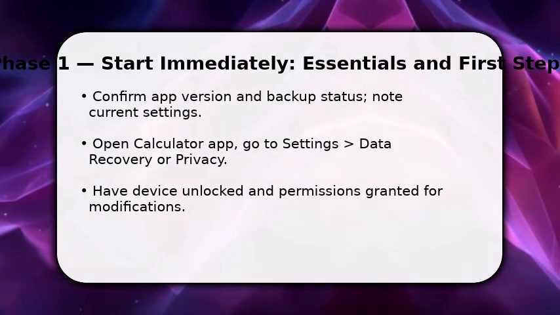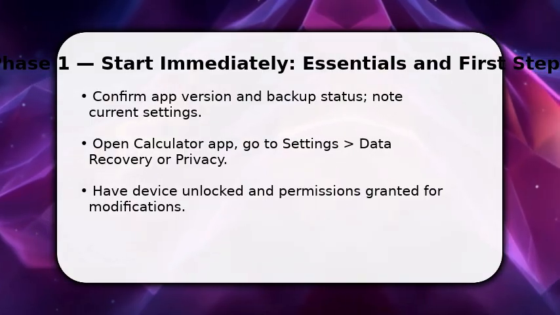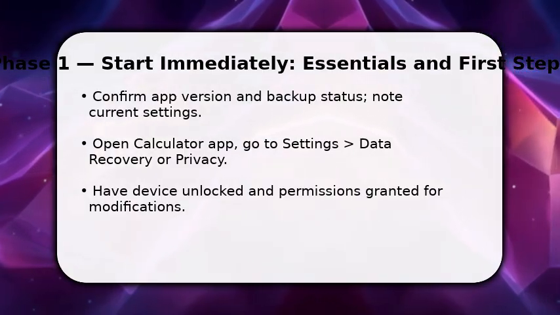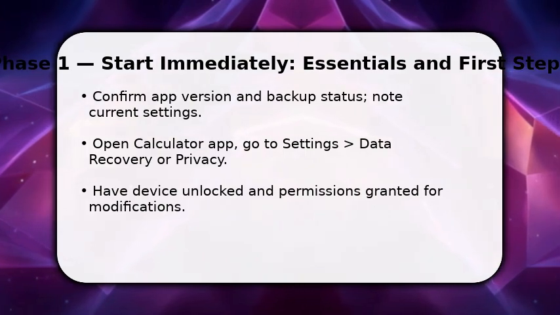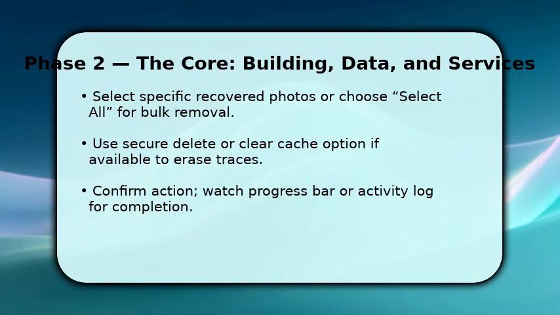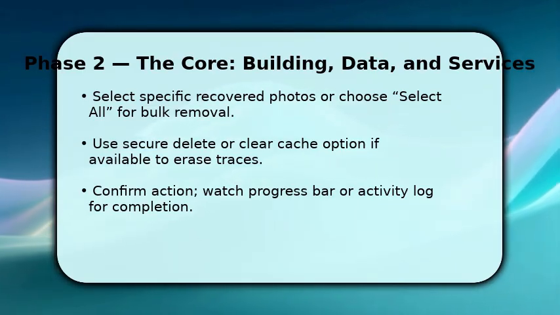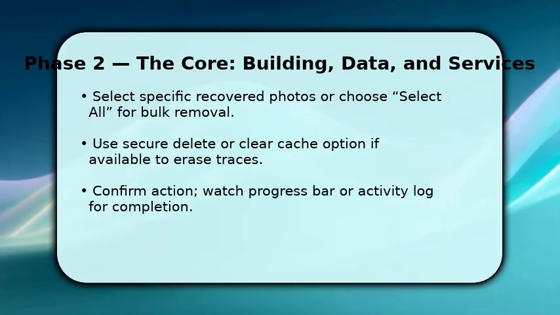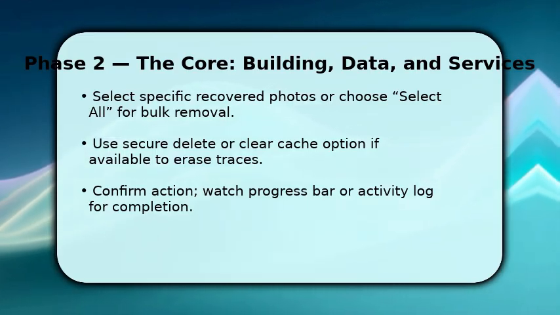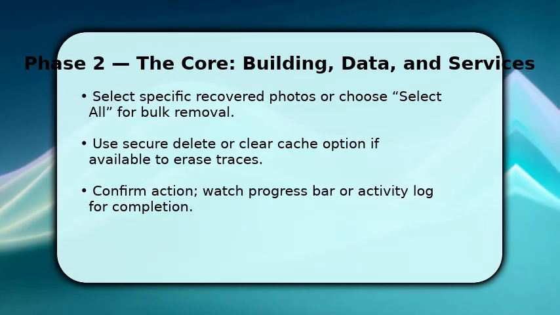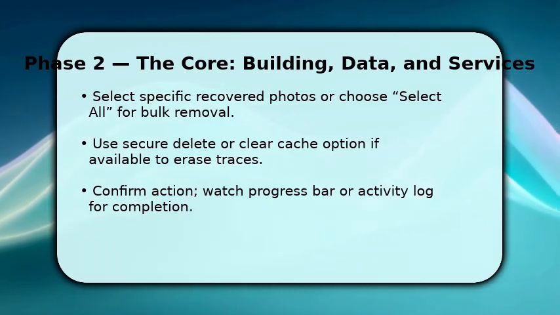Locate the recovery list, mark items for removal, and prepare to execute the deletion, so the process is atomic and reversible if needed. Now you perform the main removal. Choose specific recovered photos or tap Select All for bulk operations because bulk reduces leftover metadata. Once selected, use the Secure Delete or Clear Cache option.